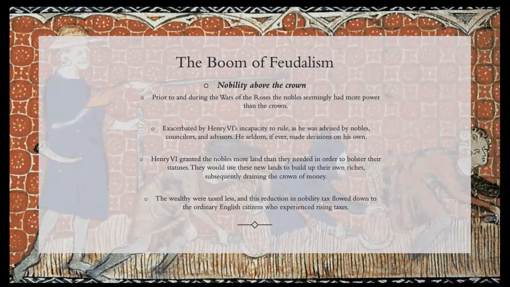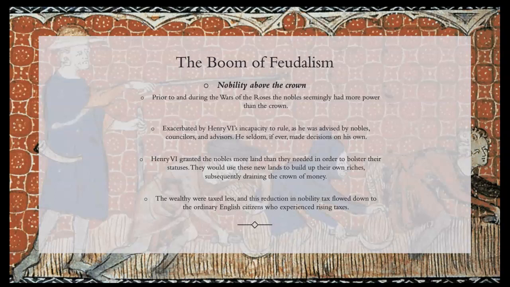The boom of feudalism. So feudalism is essentially nobility above the crown. Prior to and during the Wars of the Roses, the nobles seemingly had more power than the crown. It was exacerbated by Henry VI's incapacity to rule and to govern. He was advised by nobles, counselors, and advisors. He seldom, if ever, made decisions on his own.